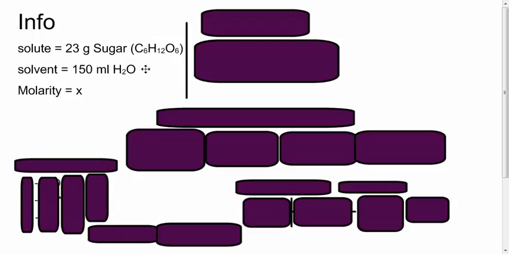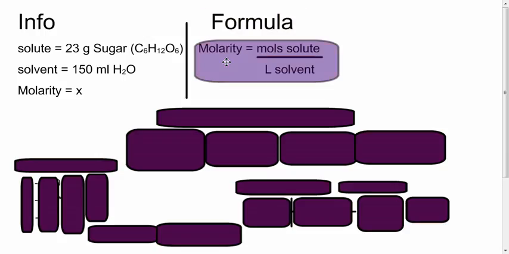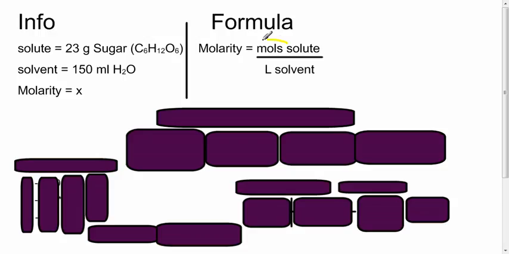Now, there's more to it, because if you look at the next thing we need, which being our formula, you'll notice that the solute needs to be in moles and the solvent needs to be in liters, and our solute is in grams and our solvent is in milliliters. So this unit and that unit and that unit and that unit don't jive. So we need to do a couple conversions.